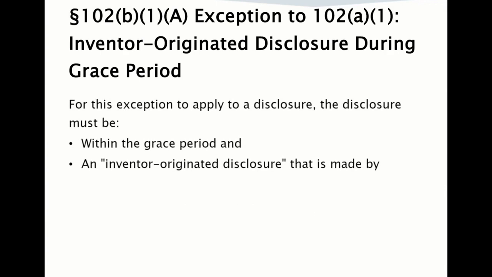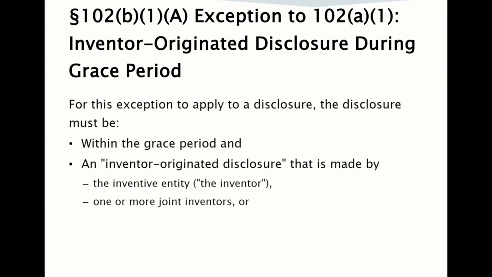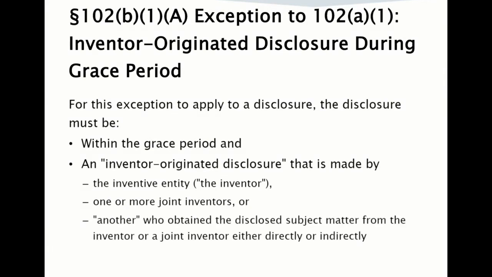The 102B1A exception involves inventor-originated disclosures during the grace period. By inventor-originated disclosure, we mean a disclosure by the inventive entity or the inventor, one or more joint inventors, or another who obtained the disclosed subject matter from the inventor or a joint inventor either directly or indirectly. Note that inventor, as defined in the AIA 35 U.S.C. 100F, means the entire inventive entity.